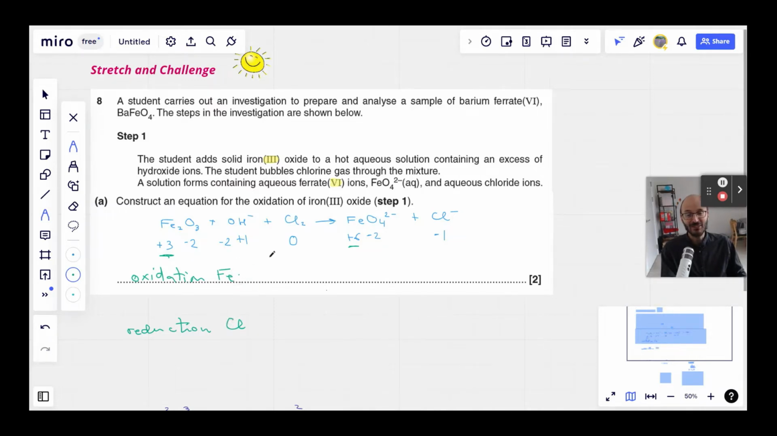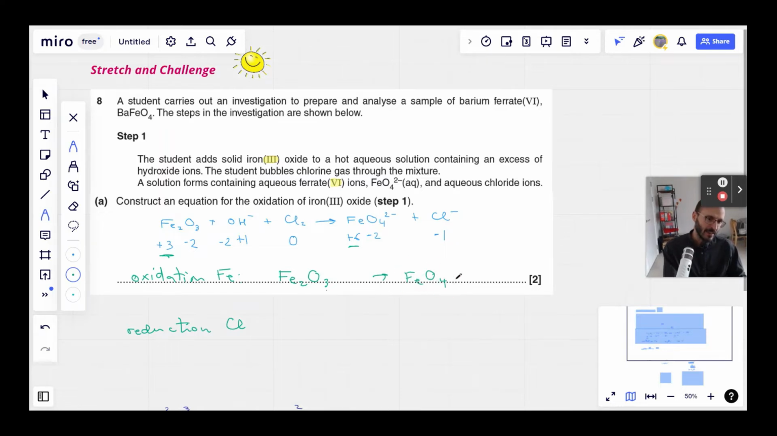Perfect. So now what we have to do is to write a half equation for the oxidation of iron. How to do that in detail is in this video. I'm going to go not quickly, but I'm not going to go very slowly, I think, on this. So you have iron oxide becomes ferrate.